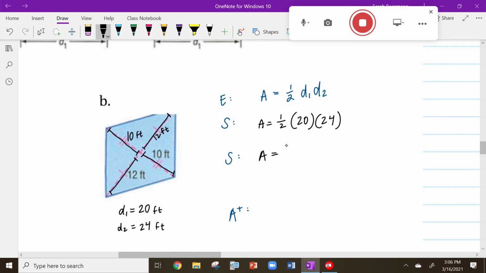Next, S stands for solve. 1/2 times 20 is just 10. This is kind of easy to do without a calculator. 10 times 24 is 240. So my answer plus units, the area is 240 feet squared.